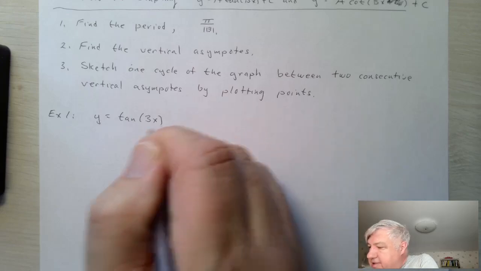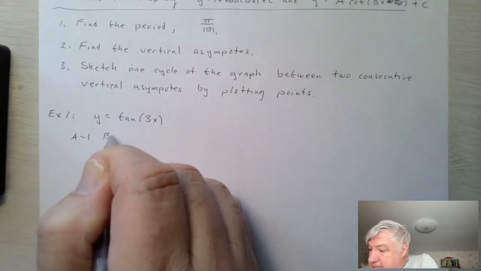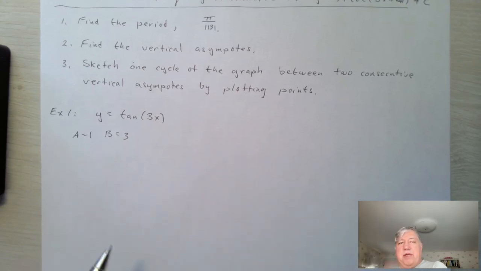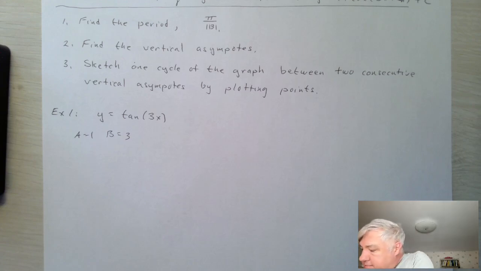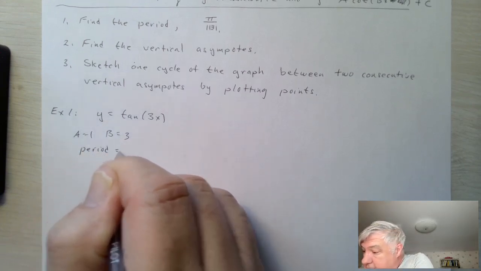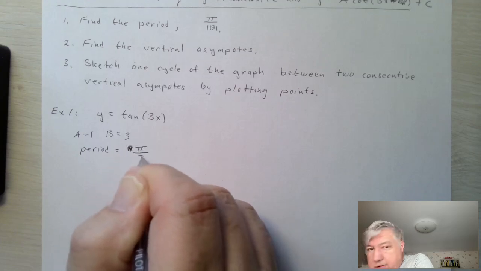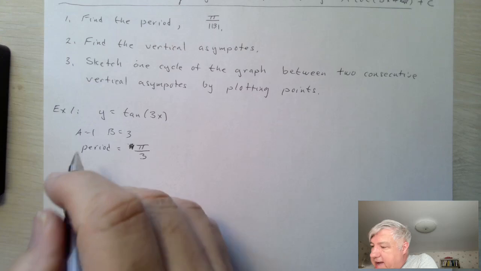So, this is a case where a is 1 and b is 3. We're not going to worry about the a so much because there's no amplitude obviously in this case. So the period now will be pi over 3. Okay. Now, the vertical asymptotes.